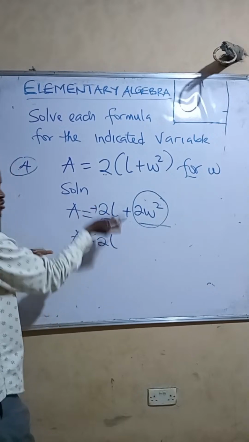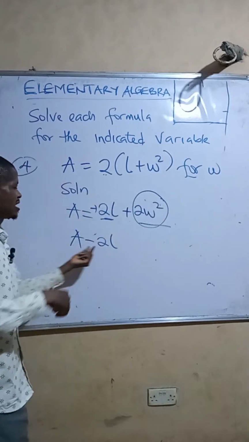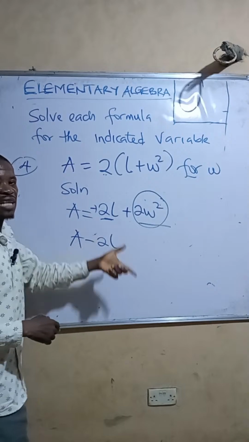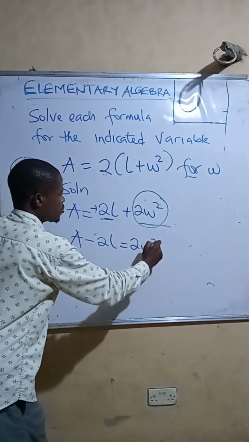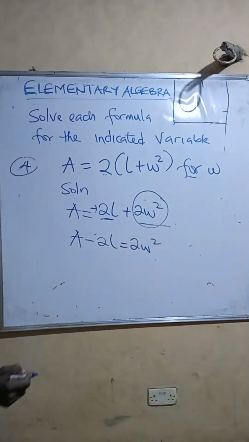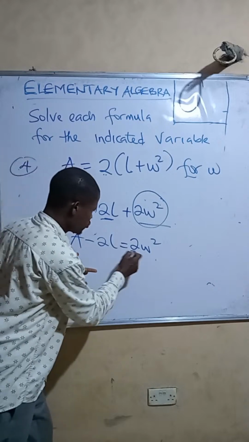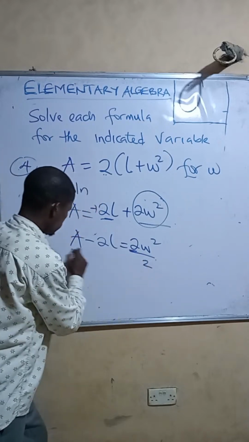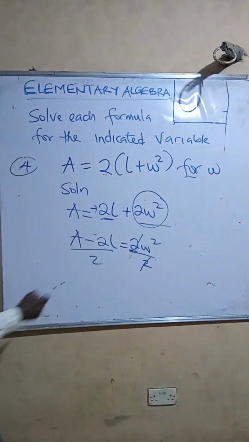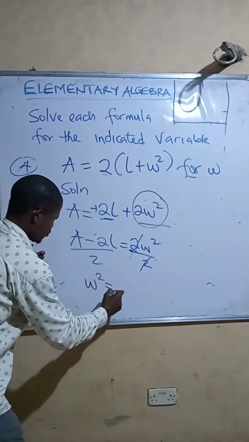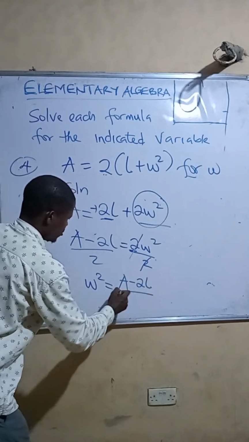When you move plus over an equal sign, it becomes negative. The sign will reverse itself. Equal to what? 2w squared. Okay? Then the next thing to do now is to remove these 2 from here, over 2 over 2. So this one cancels, this one cancels. So w squared is equal to what? A minus 2l over 2.